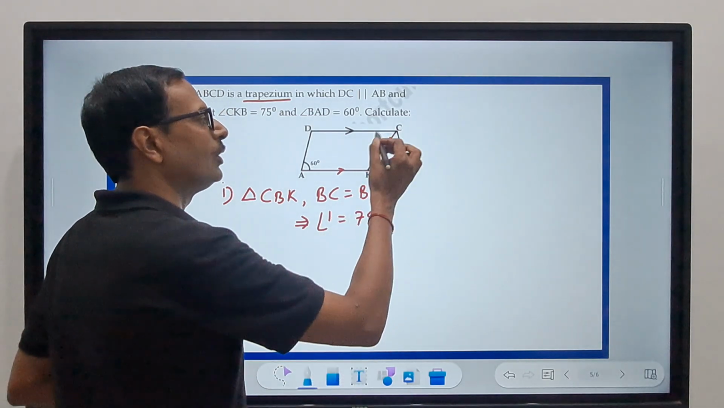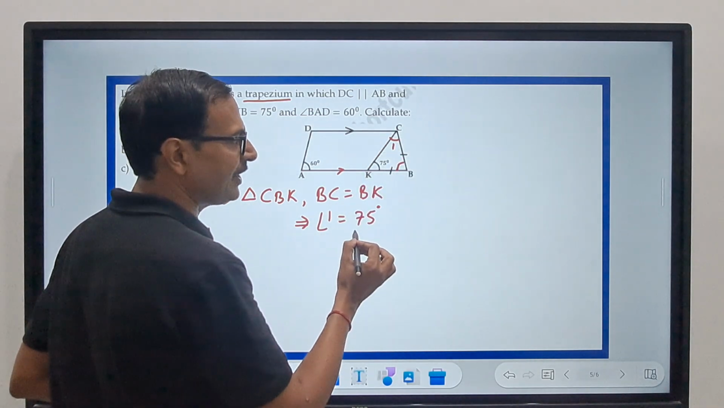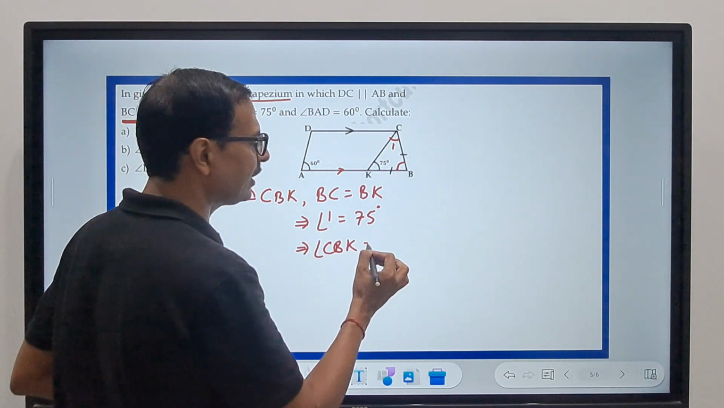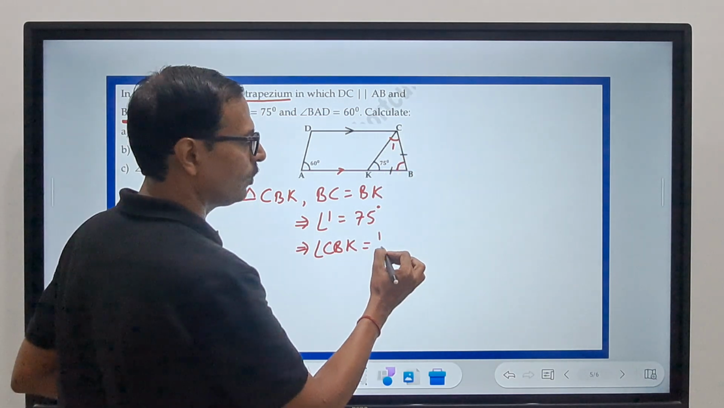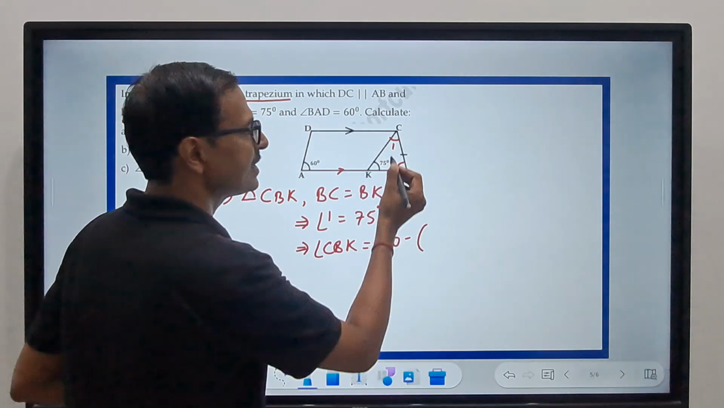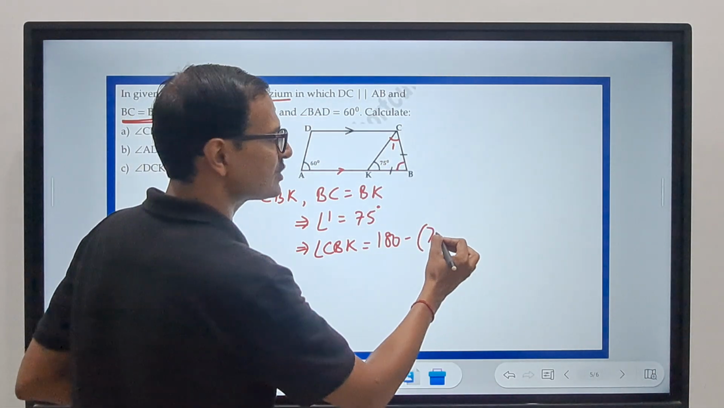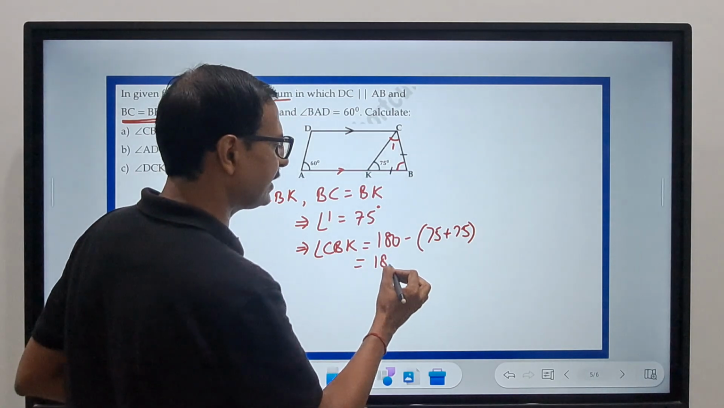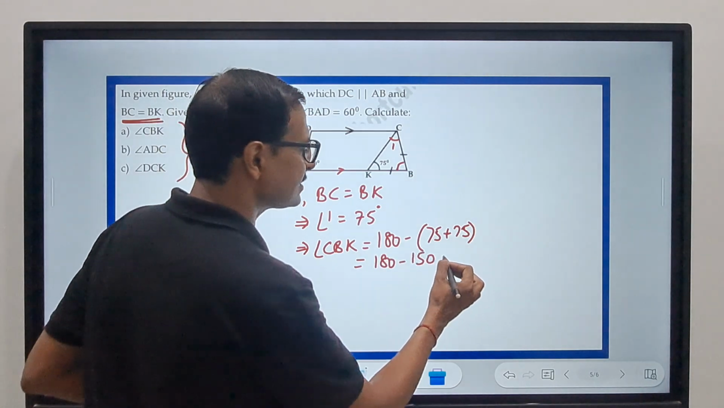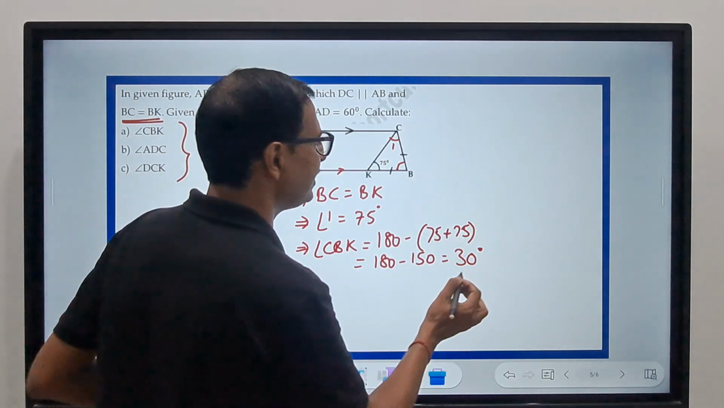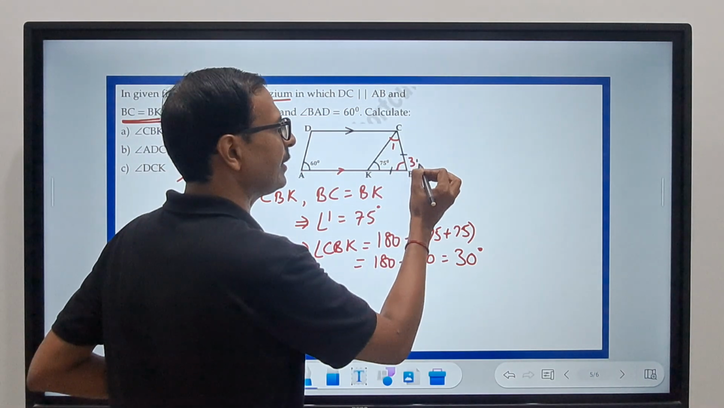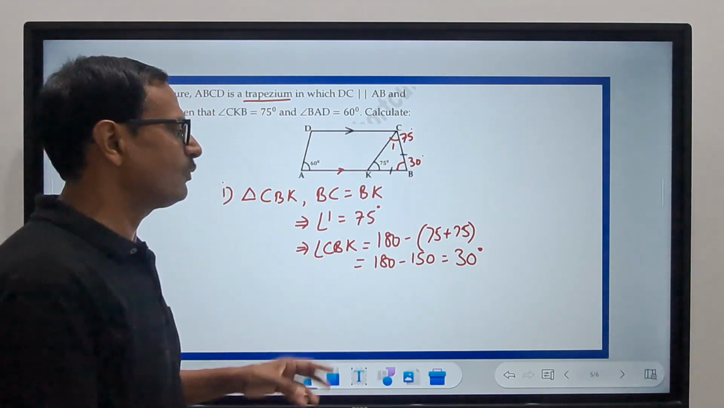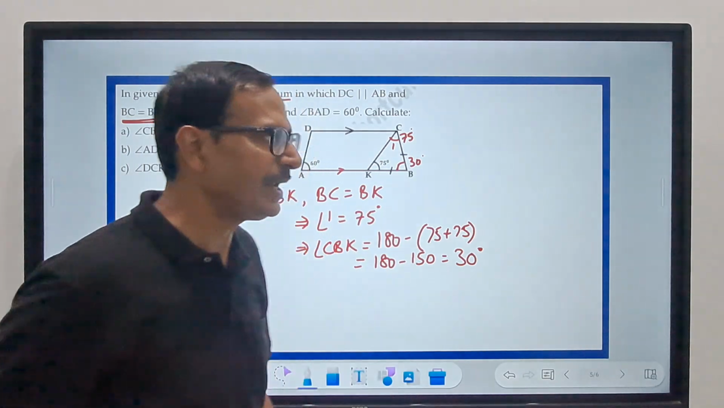Now once you know angle 1, which is 75 degrees, we can find angle CBK, the third angle of this particular triangle. 180 minus, both are 75, so 75 plus 75 gives 150, 180 minus 150, and the answer for the question is 30 degrees. So this angle is 30 degrees. I'll mark it here. This is 30 degrees and this is 75 degrees. So one angle is obtained. Let's see the second one.